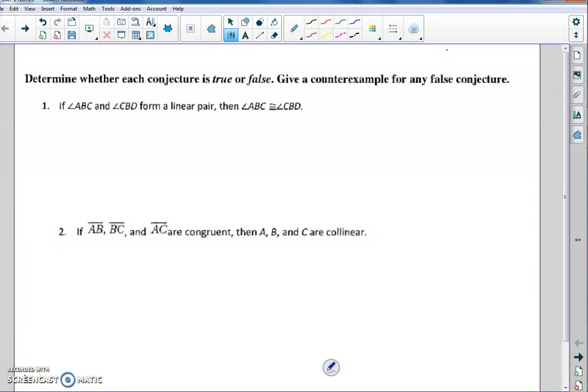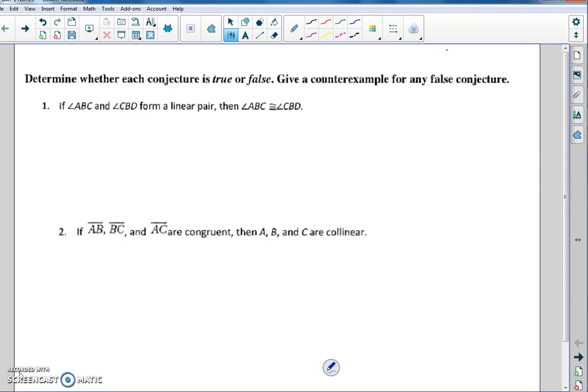So in these first couple of examples, we're going to look at statements and decide if they're true or false and provide counterexamples. We said a counterexample is an example that proves it to not be true. So read the first example. I'll read it with you.